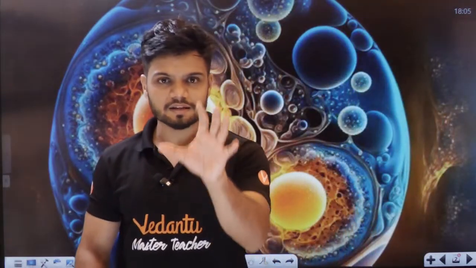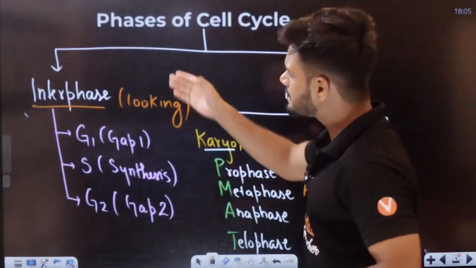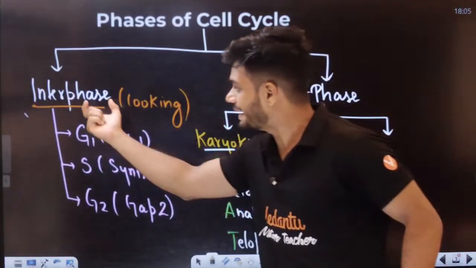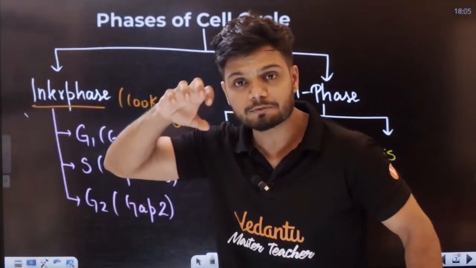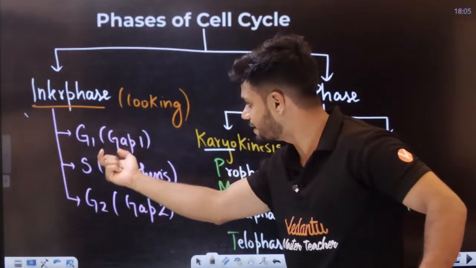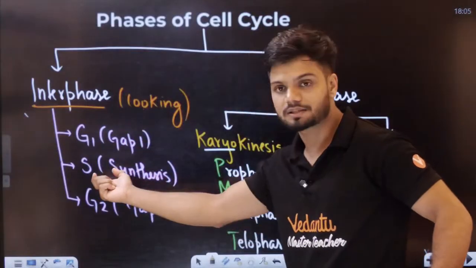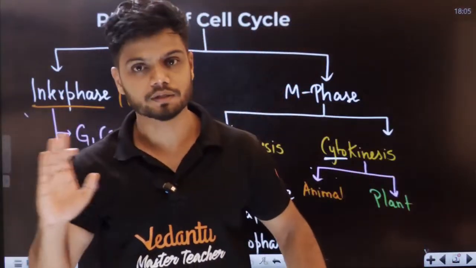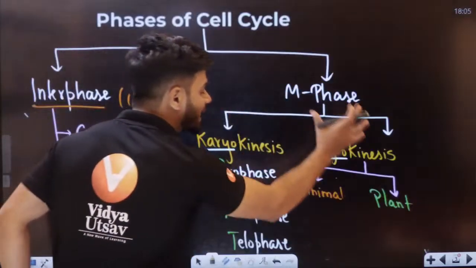Now, students, in the previous class, we learned that in a cell cycle, there is something called an interphase. Interphase is the preparatory stage. In this preparatory stage, we have G1, S, G2: gap 1, S, gap 2, that is synthesis. Here in the S phase, the DNA replication happens. Done.